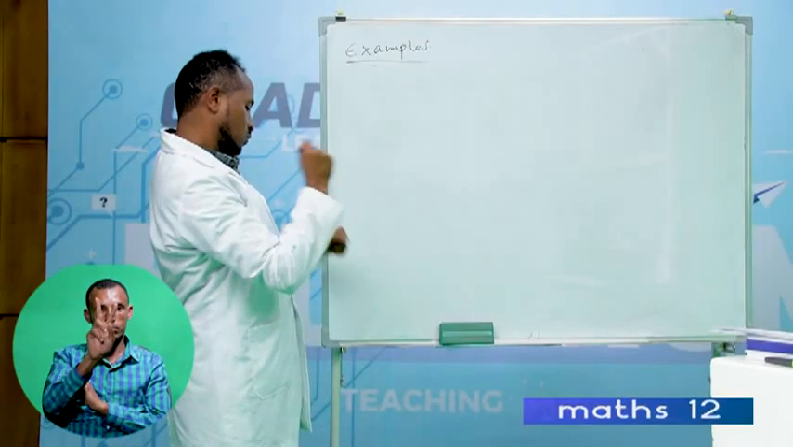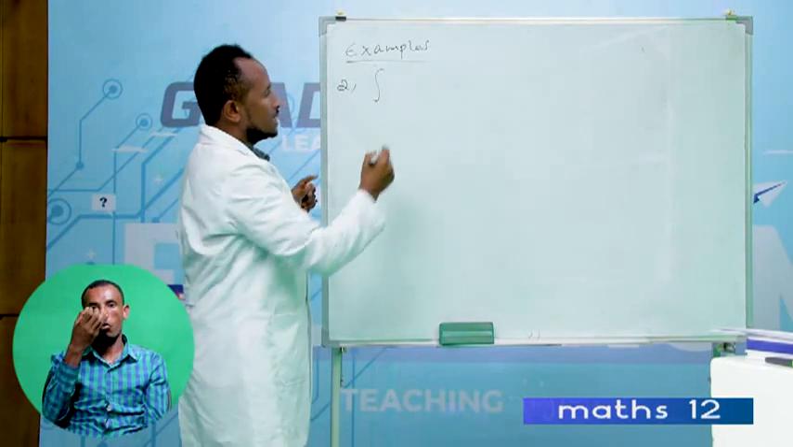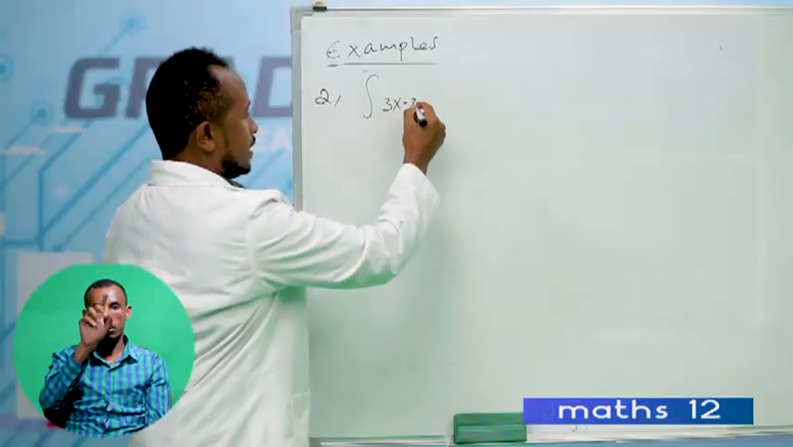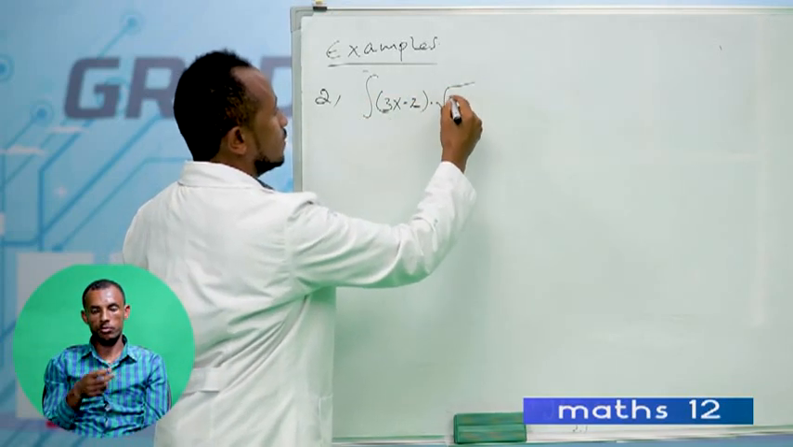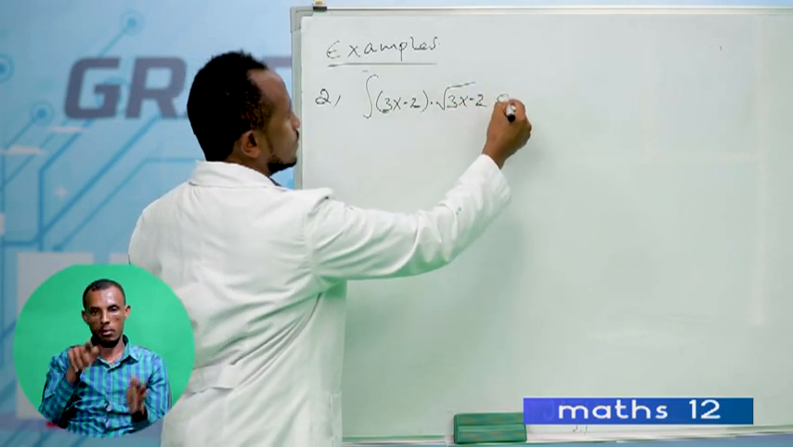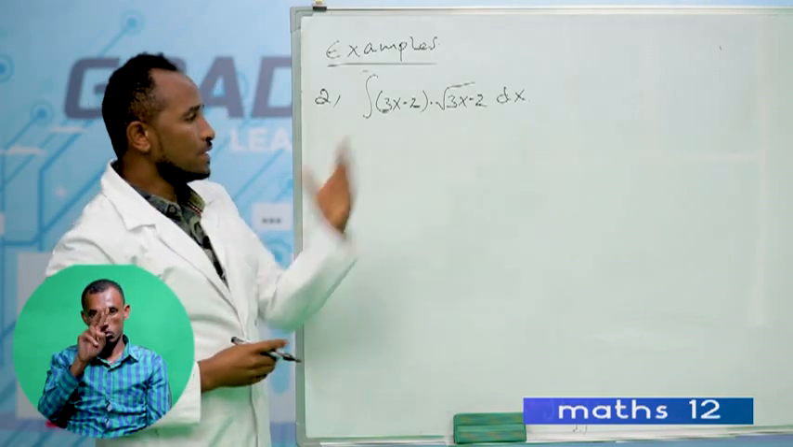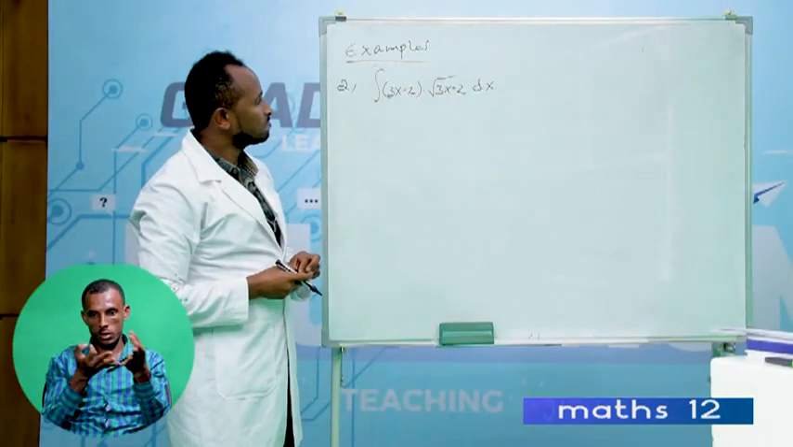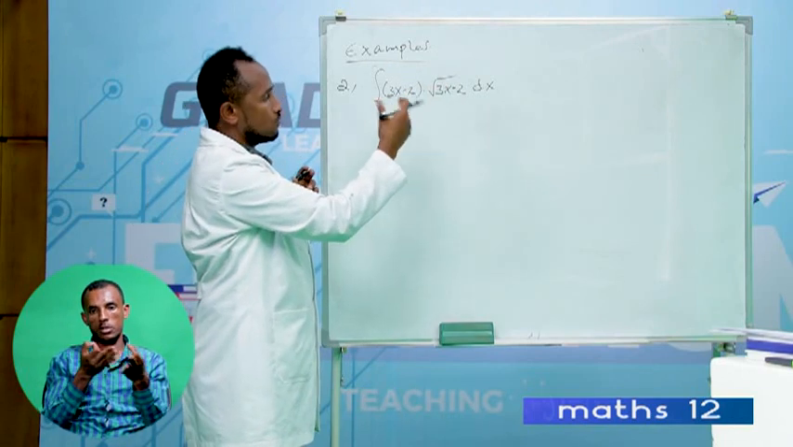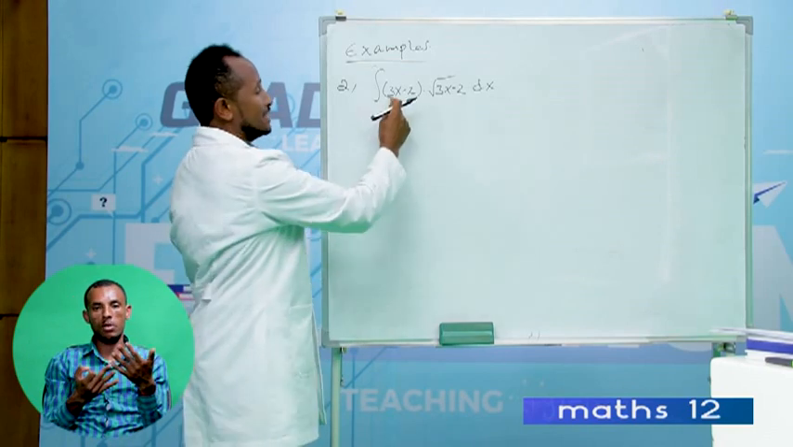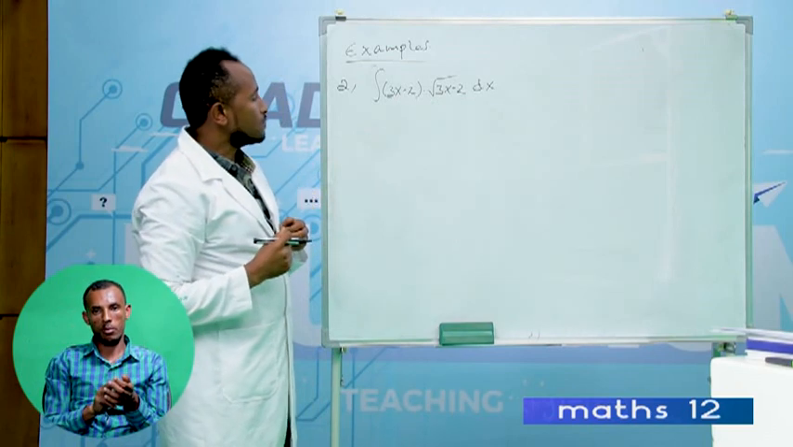Example 2. The integration of (3x - 2) times the square root of (3x - 2) dx. To evaluate the integral of this expression, I have to write this expression in a power form where the single term is 3x - 2. We have two terms, so I have to write it in single term form.